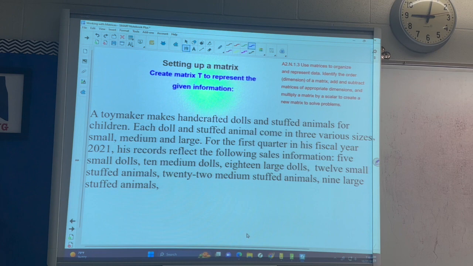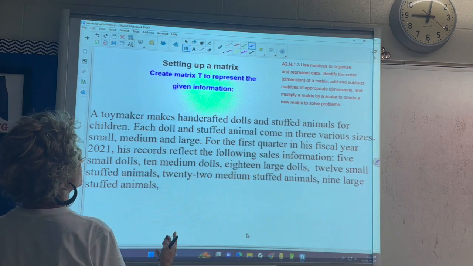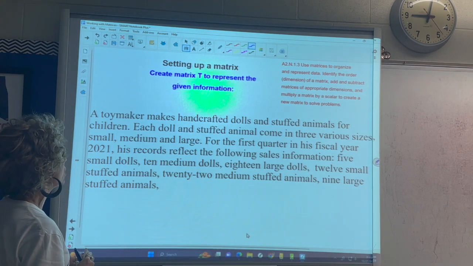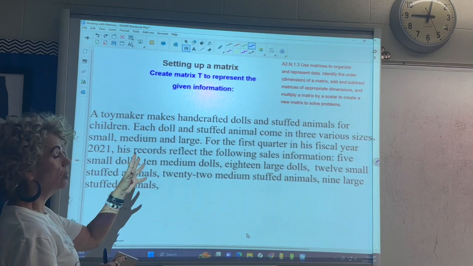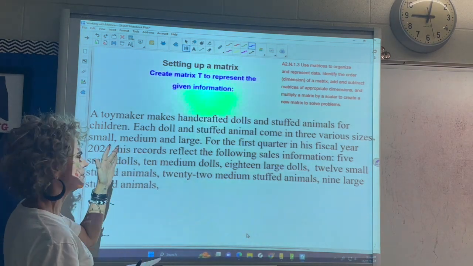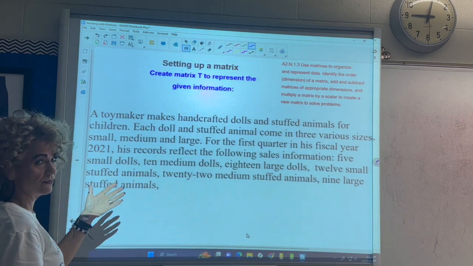Okay. But we have a toy maker. A toy maker makes handcrafted stuffed animals for children. Each doll and stuffed animal comes in 3 various sizes: small, medium, and large. Okay, so apparently we're talking about some items sold, so maybe inventory.